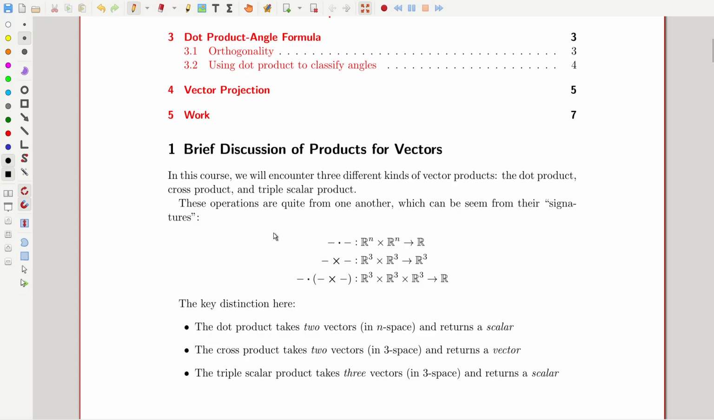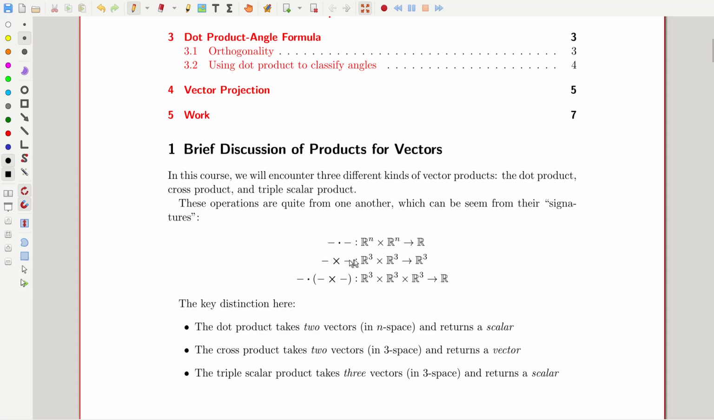And these three products all look quite different from each other. You can tell them apart by the types of input and output, which I'm calling the signature here. So these are the operations: dot product, cross product, and triple scalar product. And the dashes would be where you would insert the vectors that you're applying the operation to. So you can see that the dot product takes in two vectors, both of dimension n, and the output is going to be a scalar, a real number.